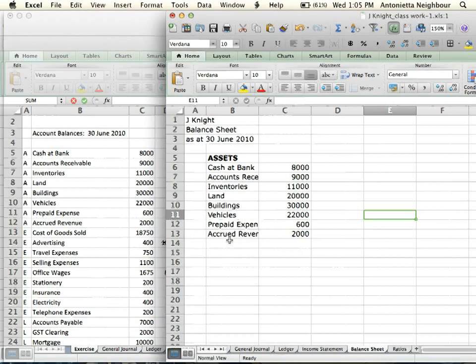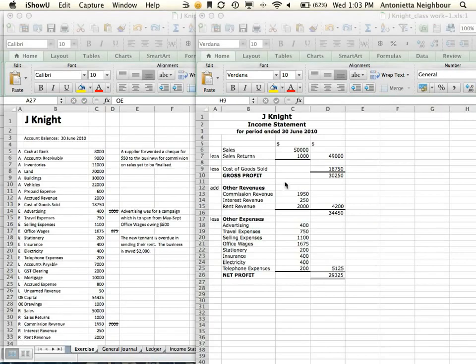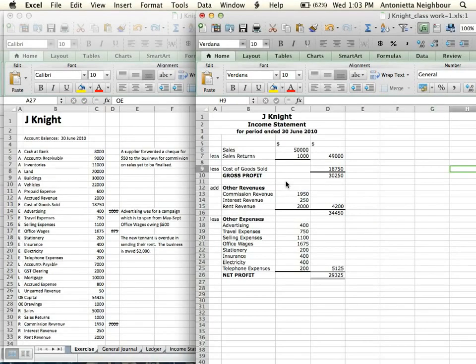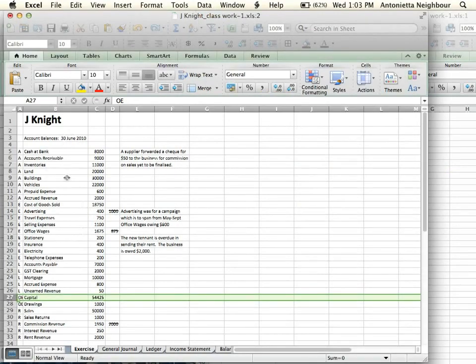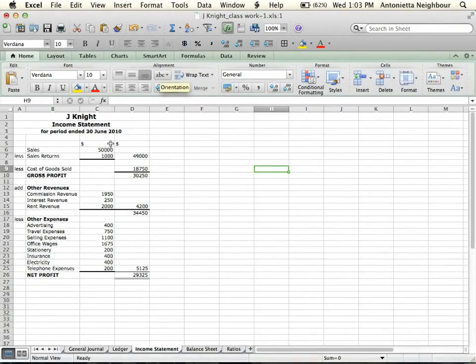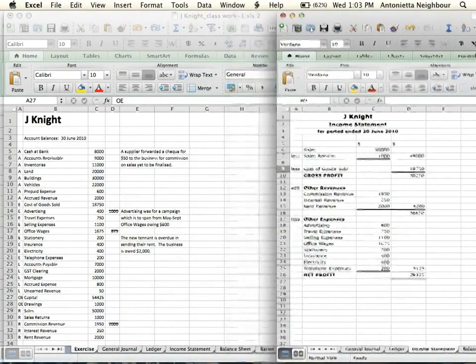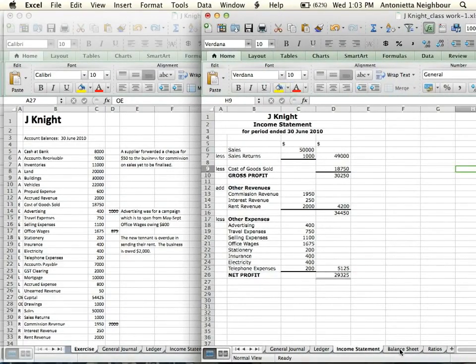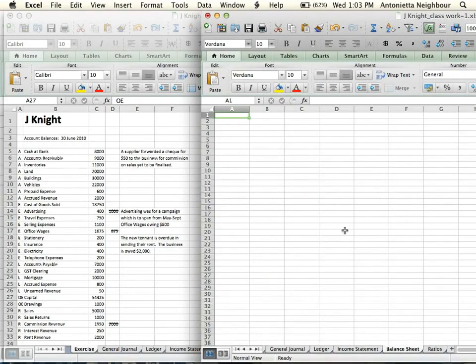Okay, so we've done up to the income statement, and what we're going to do now is move on to the balance sheet. So this is the second last stage of the question. So I've got my exercise spreadsheet on this side, and on the other side I want to click on my balance sheet spread 10, and I'll just make this a little bit bigger because I'm sure that looks pretty small.